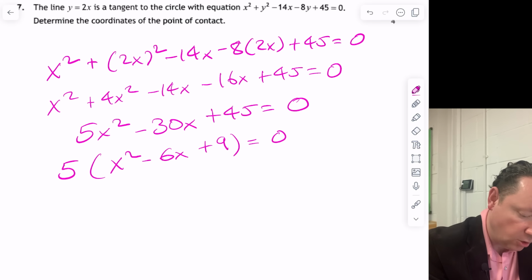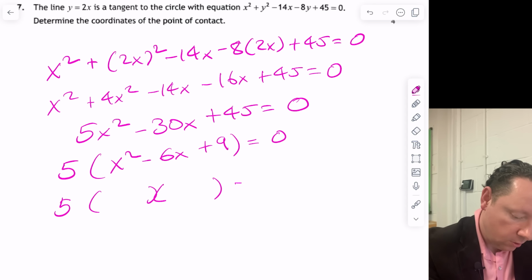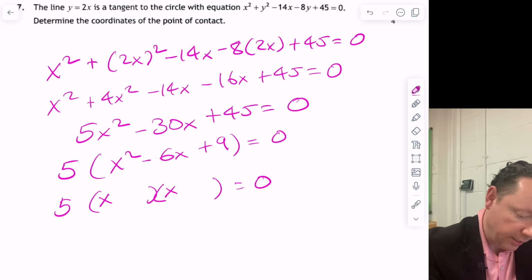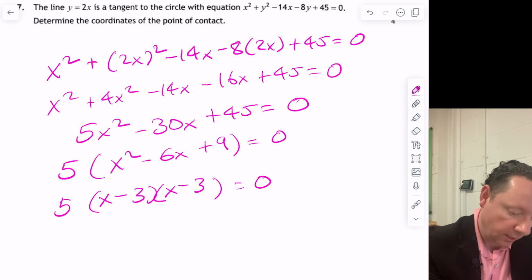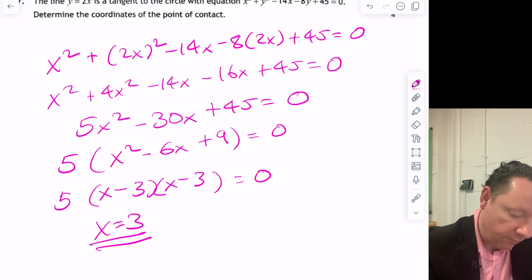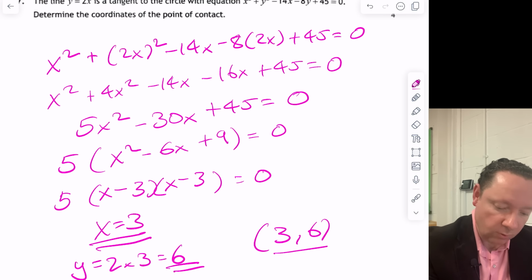Remember, this is a tangent, so if you get more than one answer, you've made a mistake here. So watch out. You could just complete the square, but I can see here that I can just factorise it. Half the term, that's 3 and 3, minus minus, a minus times a minus is a plus, that's plus 9. Minus 3 is minus 6. So you get x equals 3 as your x coordinate, and therefore y equals 2 times 3, 2x, which is 6. So your point of contact is 3, 6, and we're done there.